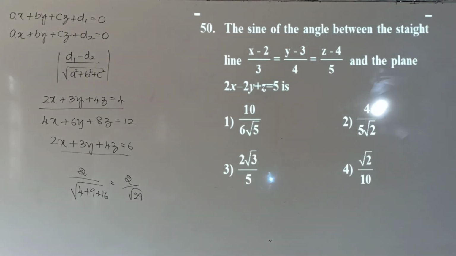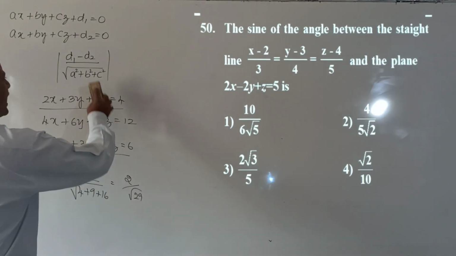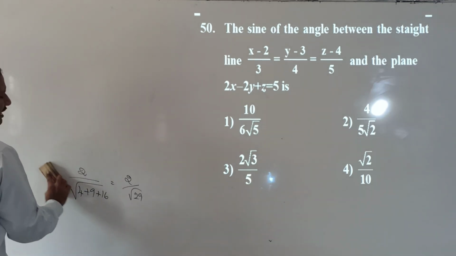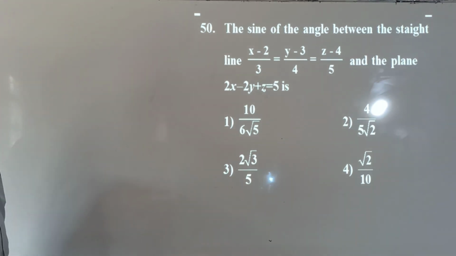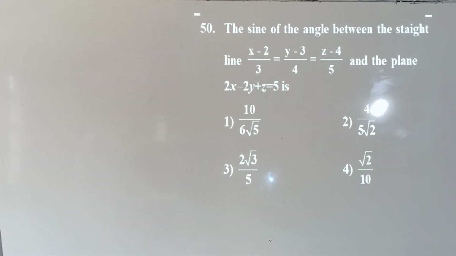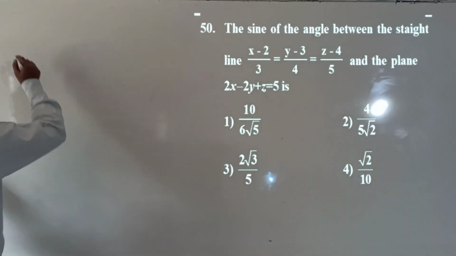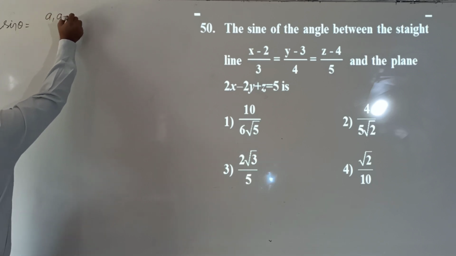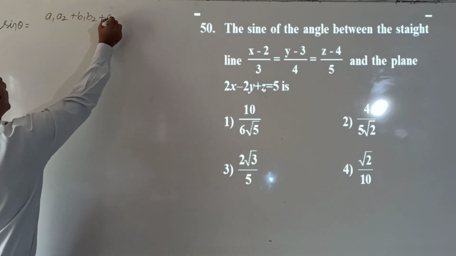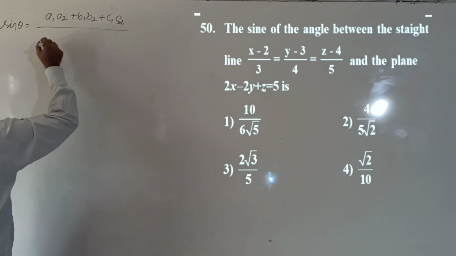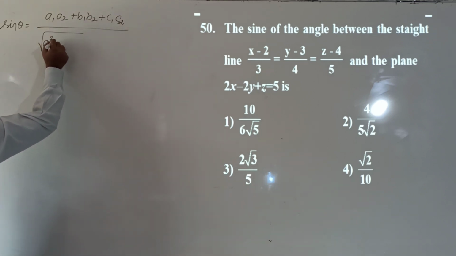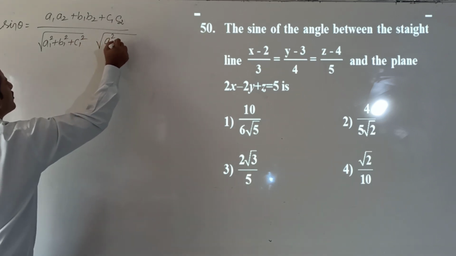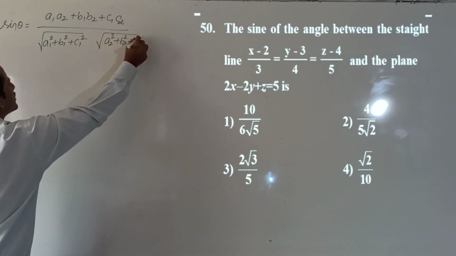Let's have a look at question number 50. The sine of the angle between the straight line and the plane. You know the formula when you are finding the angle between a line and a plane. Sin theta is equal to a1 a2 plus b1 b2 plus c1 c2 divided by root of a1 square plus b1 square plus c1 square into the root of a2 square plus b2 square plus c2 square.